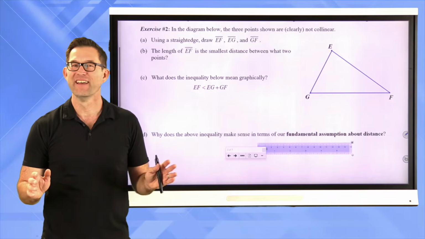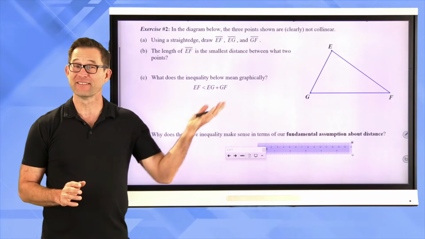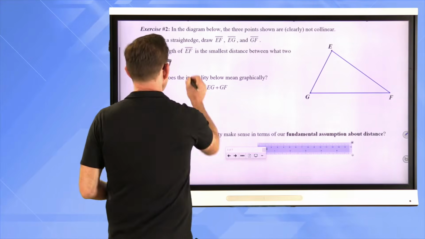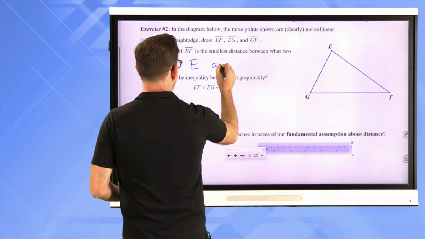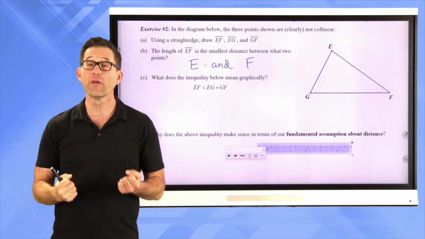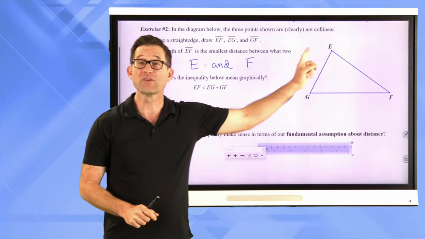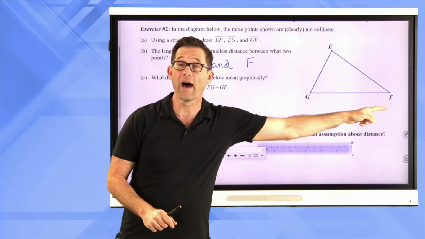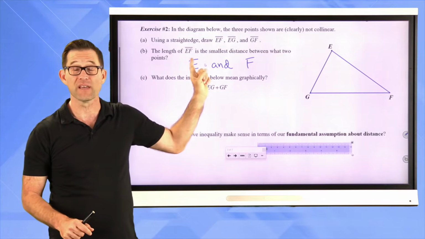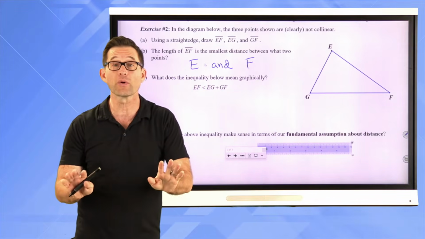Now I know that this sounds silly, but seriously, right? It's the shortest distance between points E and F. All right, and again, I really need you to feel this in your bones, right? If I was going from E to F, the distance I would have to travel is the length of segment EF, if I was going the shortest distance.